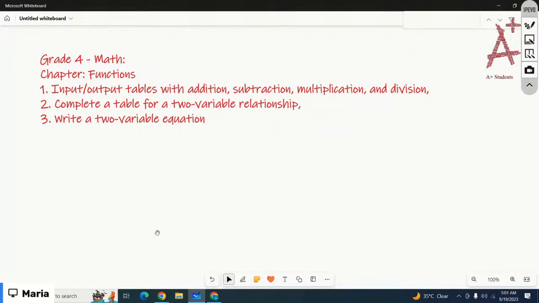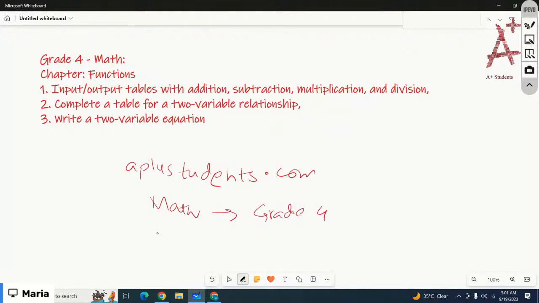We are here for grade 4 math. You can find all the lessons on aplusstudents.com. You have to log in there using your email address and password as provided by the administrator. Then select math from the subject tab, scroll down to grade 4, and click on view all lessons, right? There you can find a list of the chapters.